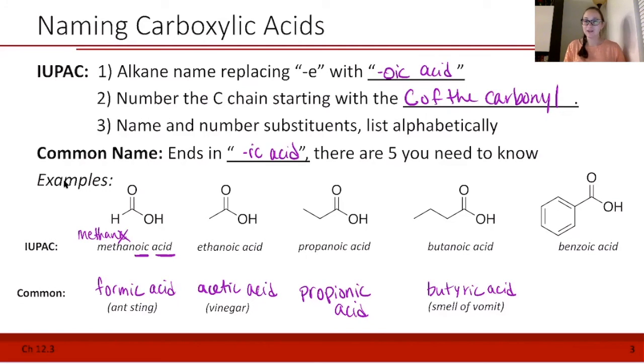That was a tangent, but our last one is benzoic acid again. The common name is also benzoic acid.